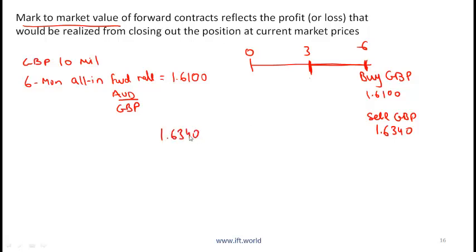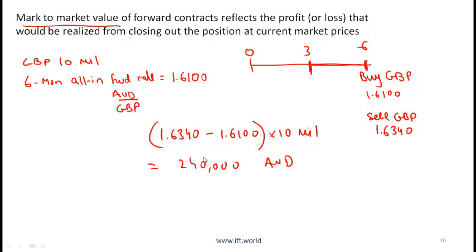1.6340, that's how much we are selling for, minus 1.6100, that's how much we are buying for. And since the contract is for 10 million, we multiply this by 10 million, and that gives us 240,000 Australian dollars. So when we close out our position, we know that our profit after 3 months is going to be 240,000 Australian dollars. But we are marking to market at this point in time.